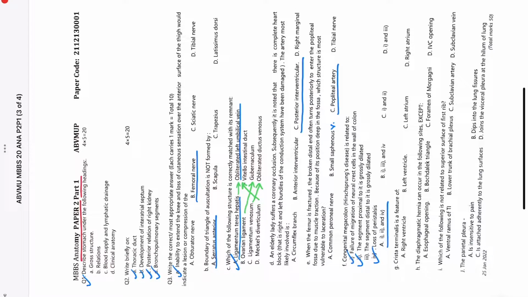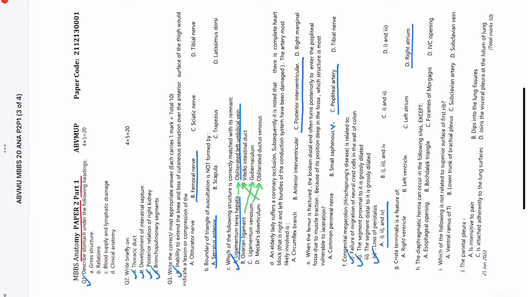Next question, G. Crista terminalis is a feature of right ventricle, left atrium, right atrium. Super important question, because I believe you all must be aware of this, and you must have drawn the diagrams of the right atrium, which is a very important question. The interior of the right atrium, the internal structure. So you all know, you must have seen that there is a crista terminalis present in the wall of the right atrium, which is separating the posterior smooth part from the anterior rough part. This shows the line of demarcation: the posterior smooth part is derived from the right horn of the sinus venosus, and the anterior roughened portion is derived from the primitive atrium.